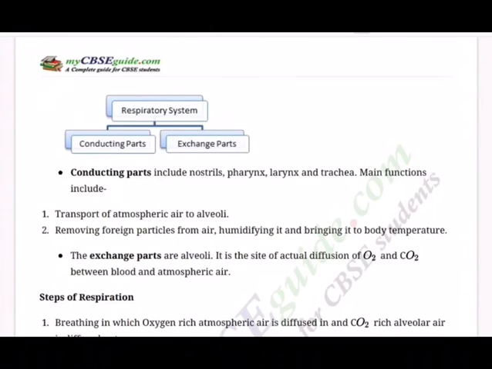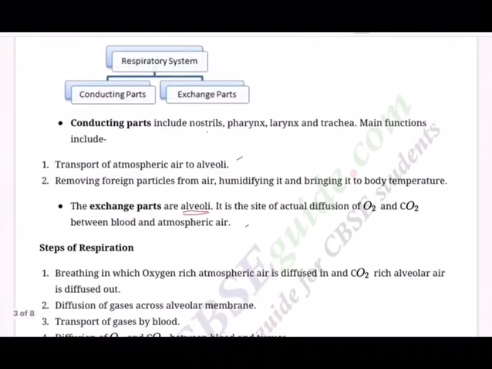One is the conducting part, another is the exchange part. Conducting parts include nostrils, pharynx, larynx, trachea, all tubes. Okay, they are all tubes. And the main functions include transport of atmospheric air to alveoli, removing foreign particles from air, humidifying it, and bringing it to body temperature. Then the exchange parts are alveoli, the round holes that are present in the lungs. It is the site of actual diffusion of oxygen and carbon dioxide between blood and atmospheric air. This is the main thing.